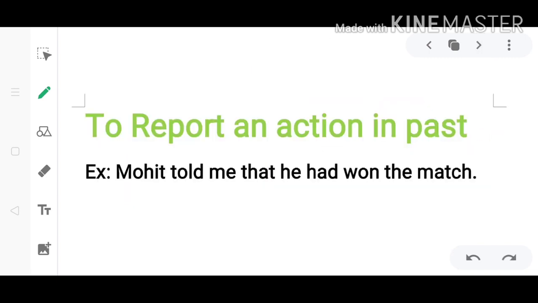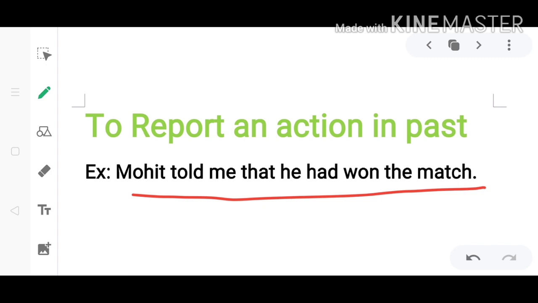Moving forward, we have the second case: to report an action in the past. It means if any action happened in the past and you are reporting it, that means you are telling that action to someone, at that time you will use past perfect tense. For example, Mohit told me that he had won the match. Mohit won the match, that is the past action. If Mohit is reporting to me, he says, Mohit told me that he had won the match. At the time of reporting, he will describe it using past perfect tense.